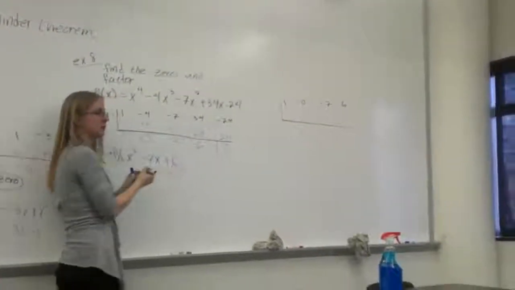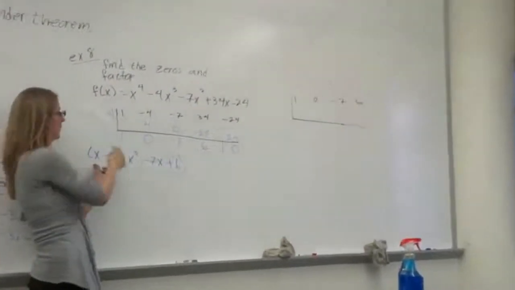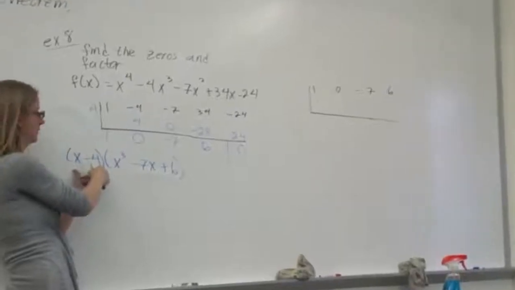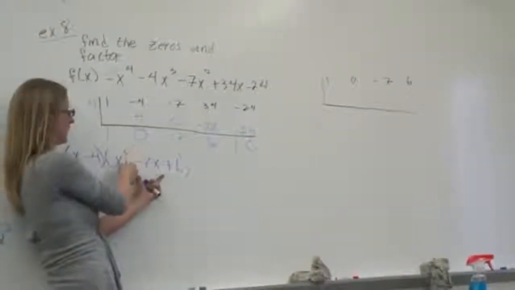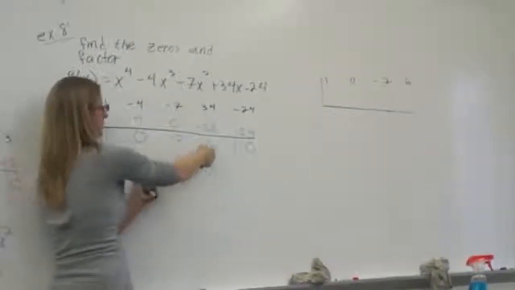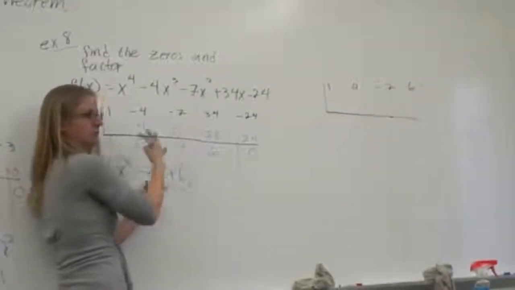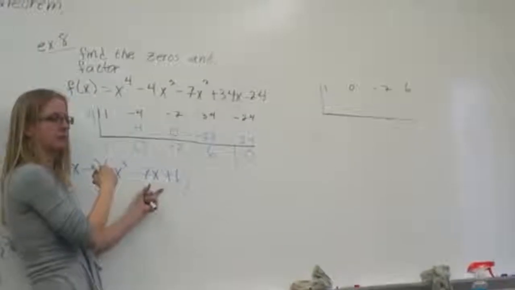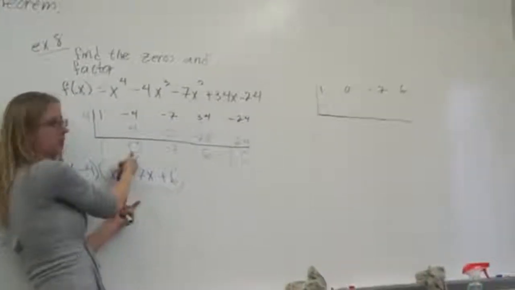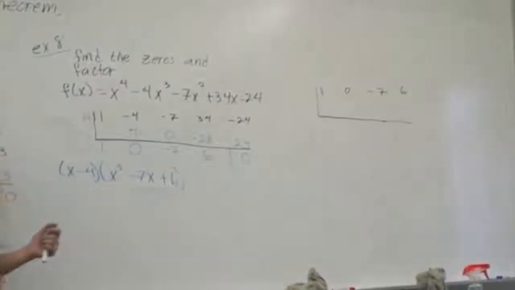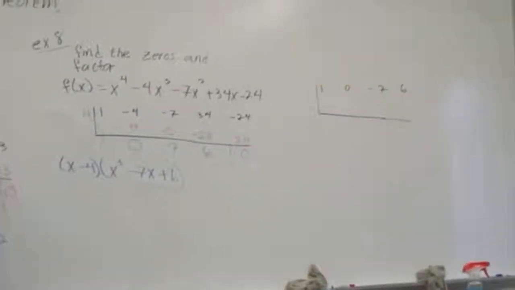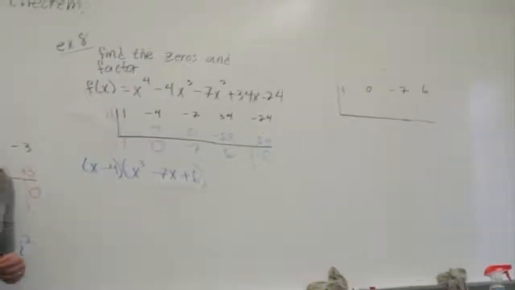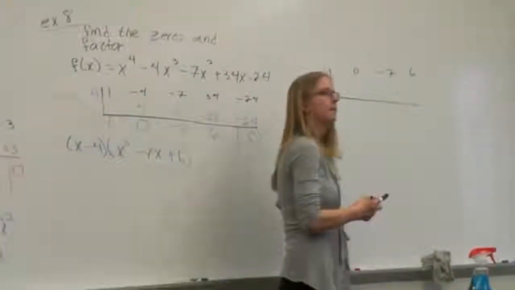Quick question, how did you get that guy again? This one? X cubed, 0x squared, negative 7x, 6. So we skipped the x squared? Because it was a 0. But you throw it back in and you're trying to factor the rest. Yes, we can try to factor it. You have to guess again? Yeah, you gotta play the guess game.